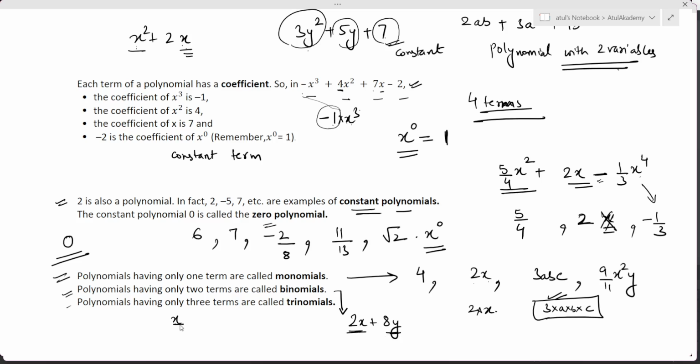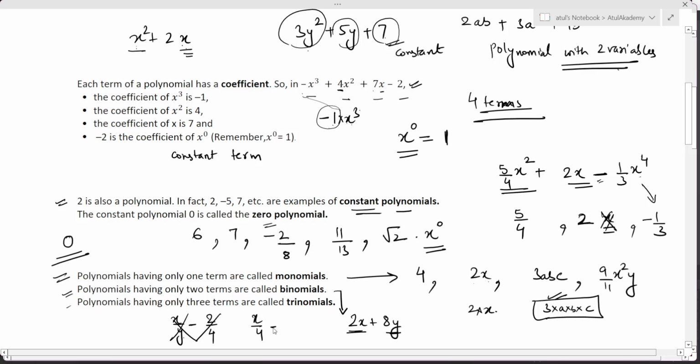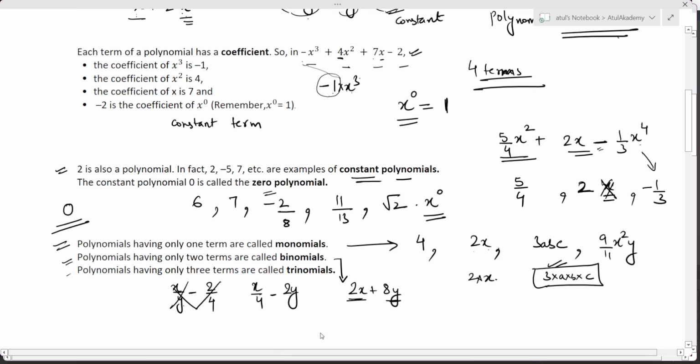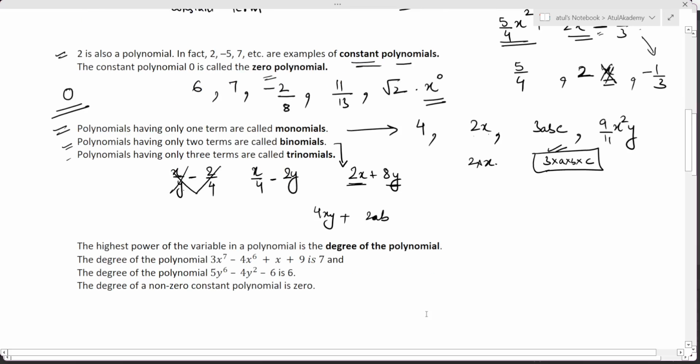You can also have x by y minus 2 by 4. Is this a polynomial? It has two variables, but this one has a negative power, so I'll not consider this one. Let's take something else. I'll say x by 4 minus 2y. It's a polynomial with two terms over here, but there are two variables, that is okay. Now let's take one more example. If I say 4xy plus 2ab, that is also a polynomial, which is called a binomial because it has two terms.